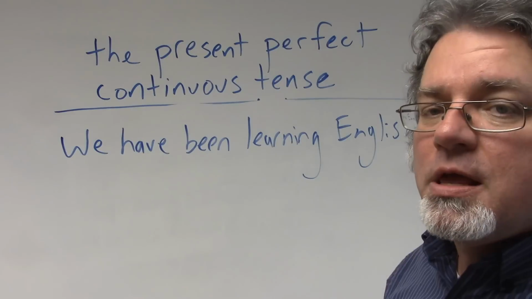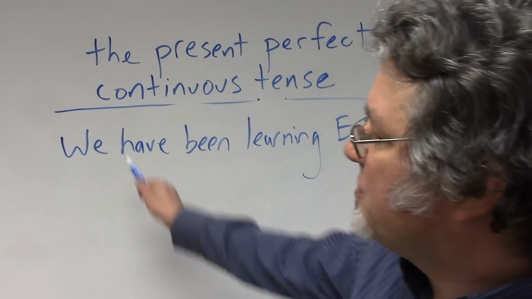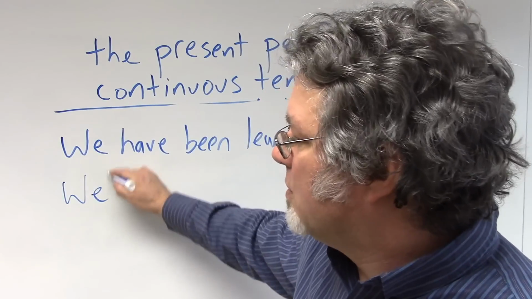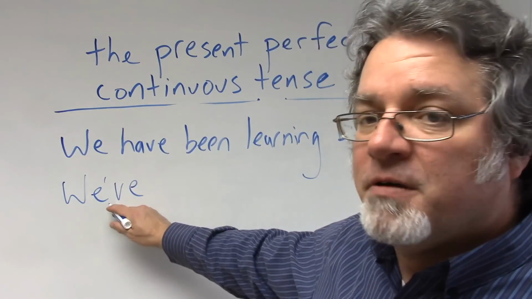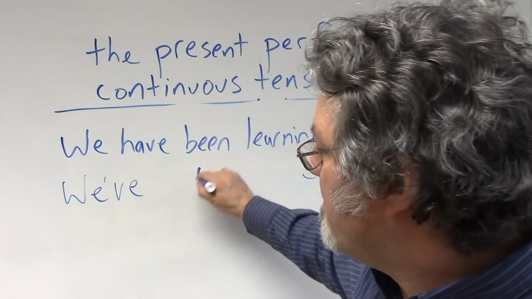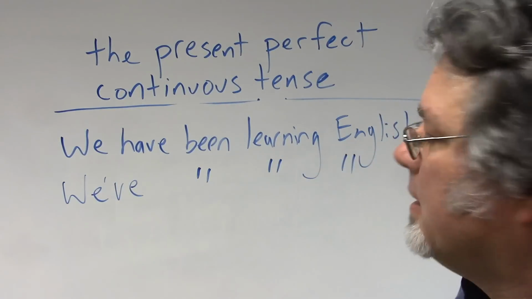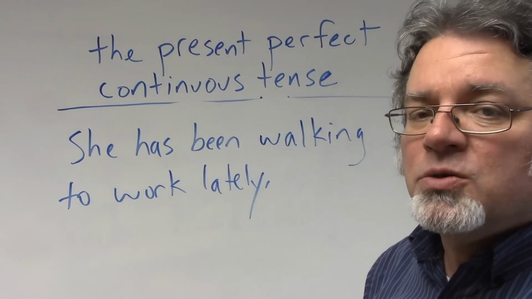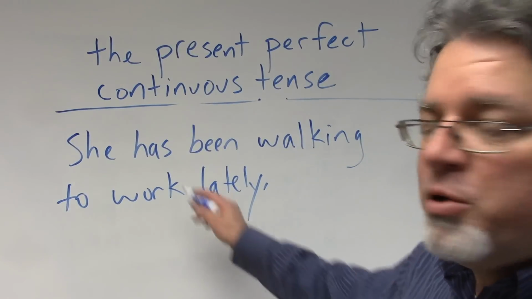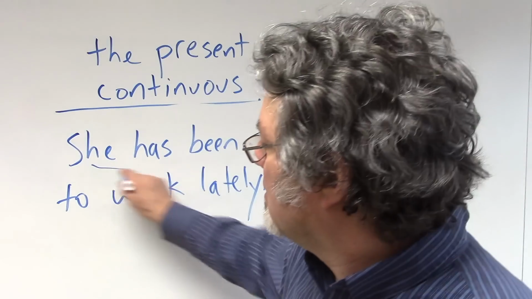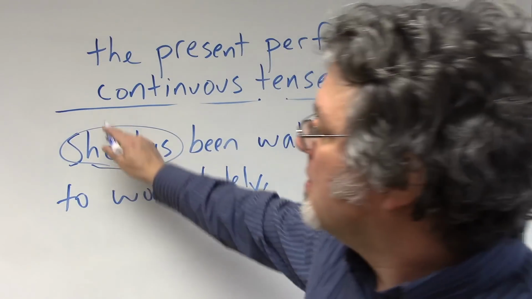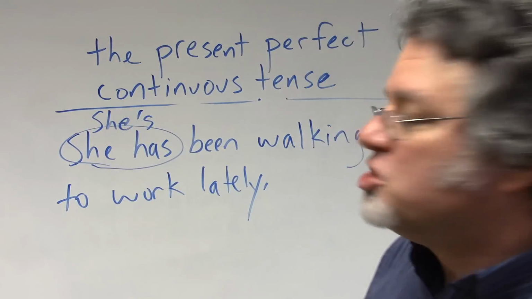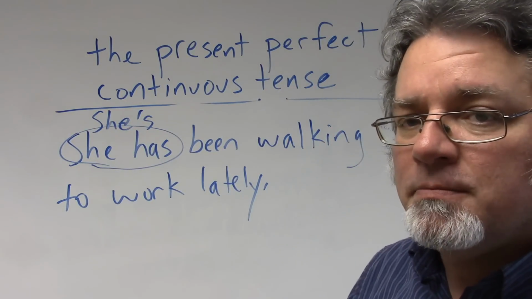We have been learning English. If you put this into the form of a contraction, it becomes we've. We've been learning English. She's been walking to work lately. If I put this into the form of a contraction, she has becomes she's. She's been walking to work lately.